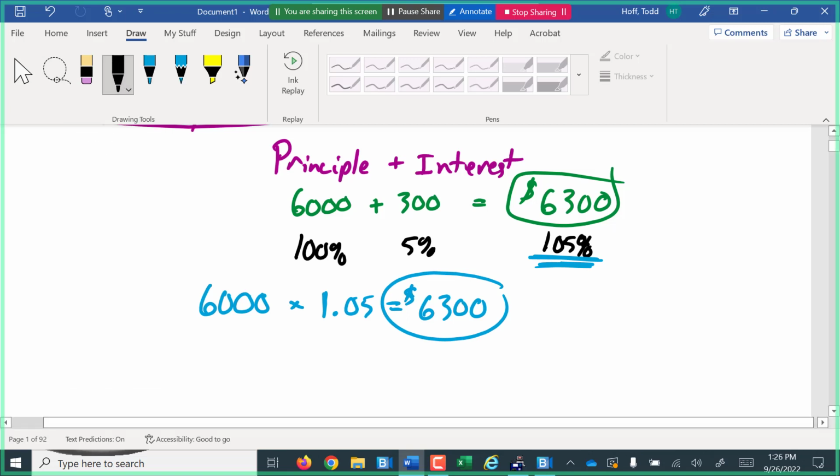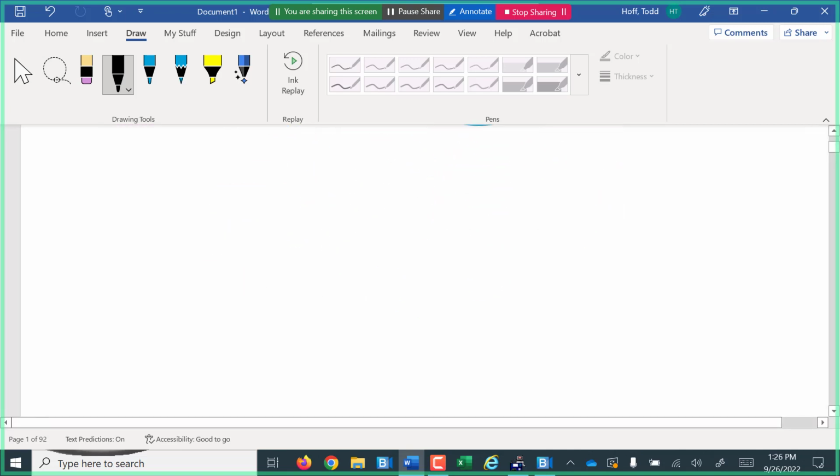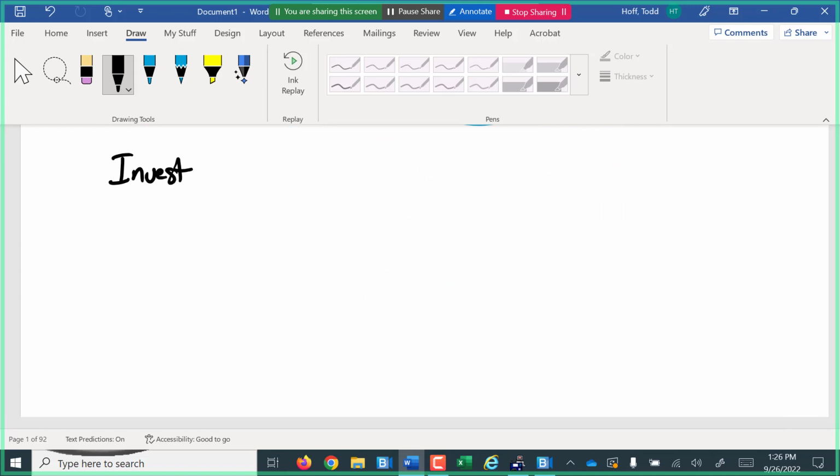Now, one of the weaknesses of simple interest is that this formula requires our time to be exactly 1 year. In most applications, time is not exactly 1 year. So let's say you want to invest, let's do $2,000 at 8% for 3 years. And this is going to be simple interest.